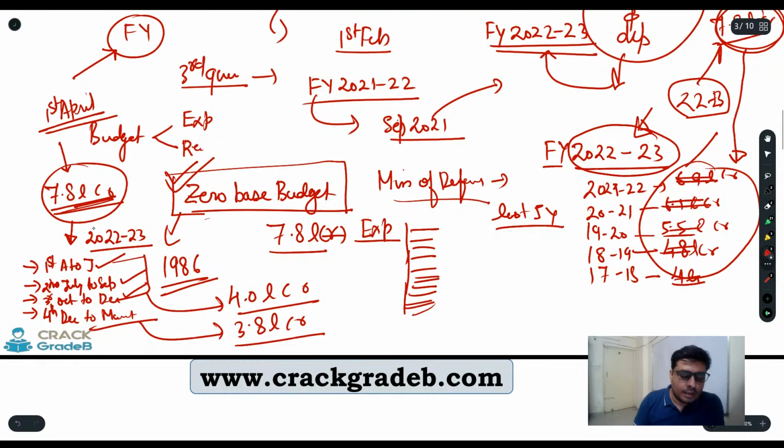So this is why we call it a March rush from the government side. March rush means we want to fulfill all the expenses, otherwise we will fall short of the target, right? So this is from the government side.